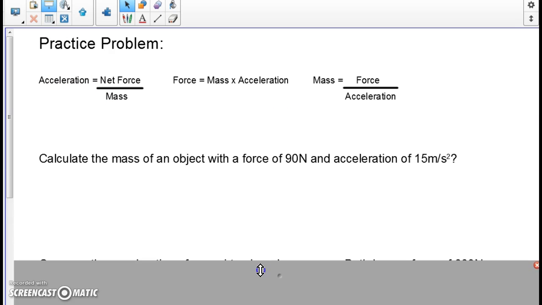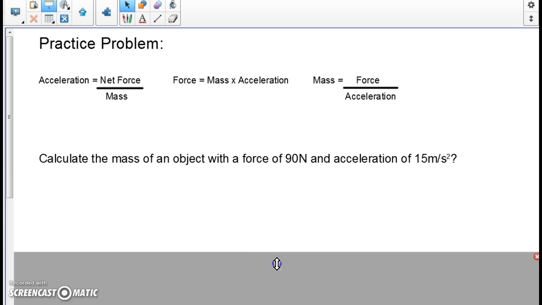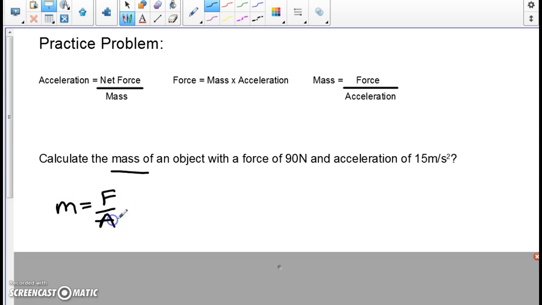It says, calculate the mass of an object with a force of 90 newtons and acceleration of 15 meters per second squared. So since I'm solving for the mass, I need to use this equation over here. M equals F divided by A. So I will start off by taking my force, which is 90 newtons. I will divide by 15 meters per second squared.